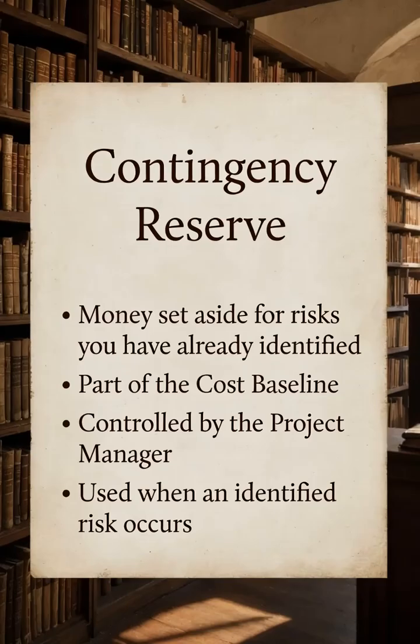2. The project manager has the authority to use this money without the need to ask senior management for permission because this reserve is already included in the cost baseline. And 3. It is used when one of the identified risks actually happens. In short, contingency reserve is your planned cushion for risks you already know about.